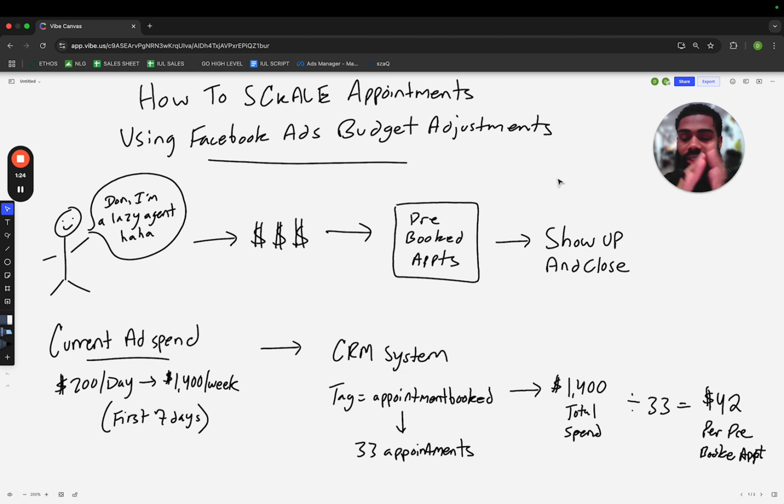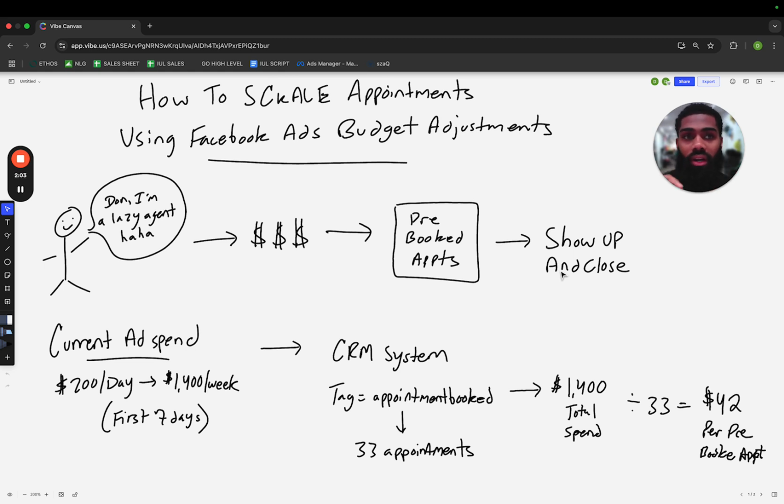I said, cool. Well, let's go through an entire week of running your ads. And then from there, let's see how we can optimize your budget for appointments. Great. So let's talk about the current ad spend right now. In his first 7 days, he spent $200 per day. When you multiply that by 7, that's $1,400 per week. From there, we started tracking how many appointments got pre-booked on his calendar from that budget of $200 per day, $1,400 per week.